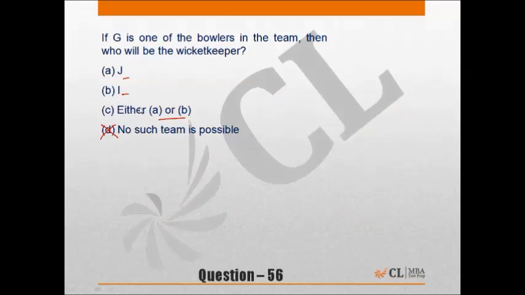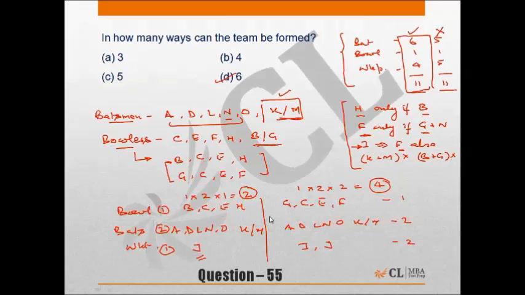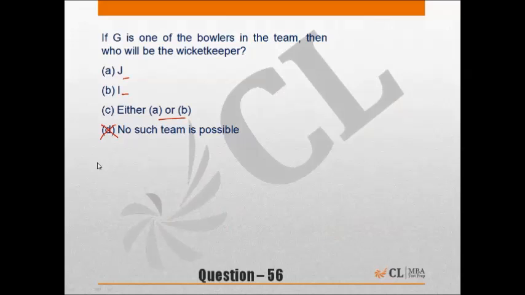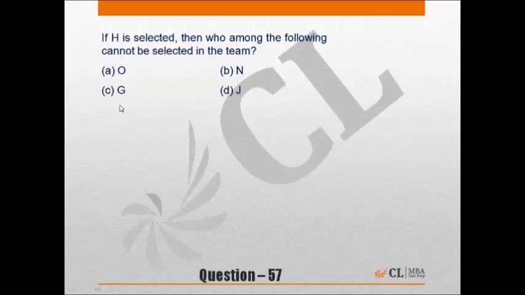Let's go to the next question. If G is one of the bowlers, then who will be the wicket keeper? If G is one of the bowlers, then both I and J can be the wicket keepers. Correct answer, choice C.